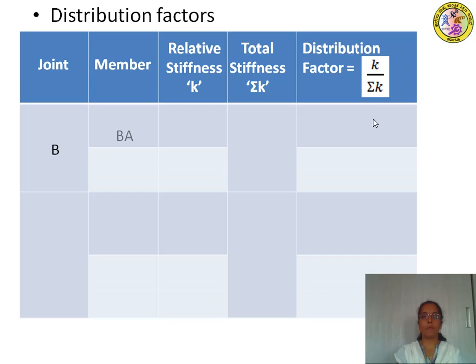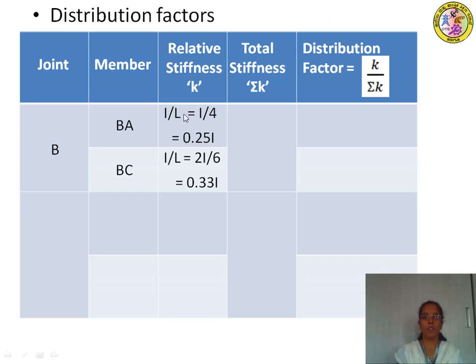Okay, so member under B, let us consider BA. So the relative stiffness is I by L. So moment of inertia for BA is 1I only, so I by 4, therefore it is 0.25 I. Next for BC member, the value is also I by L only, because it's an intermediate span. And I value is 2I in this case, and length is 6 meters, so it is the ratio of 2I by 6. Therefore if you calculate it, it will be 0.33 I.